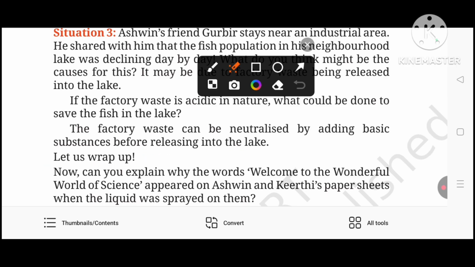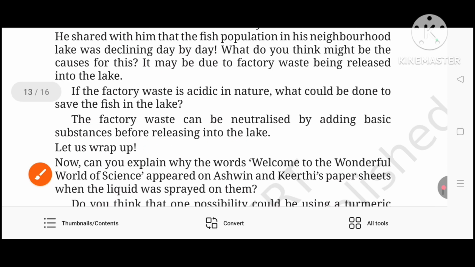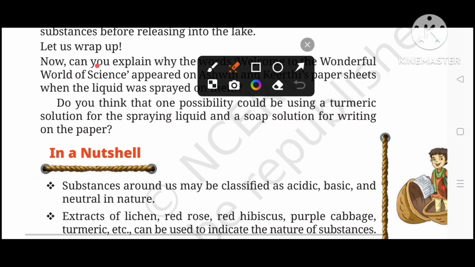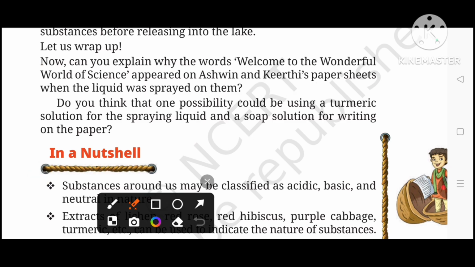Let us wrap up. Now you can explain why the words "welcome to the wonderful world of science" appear on Ashwin's and Kriti's paper sheet when the liquid was sprayed on them. Yes, you will now be able to know why this happened when the liquid was sprayed on the white paper sheet.